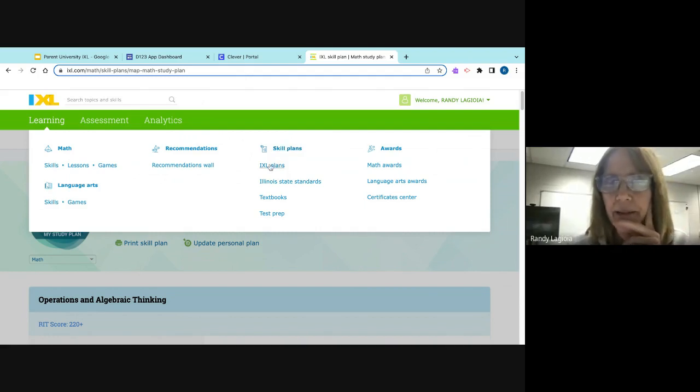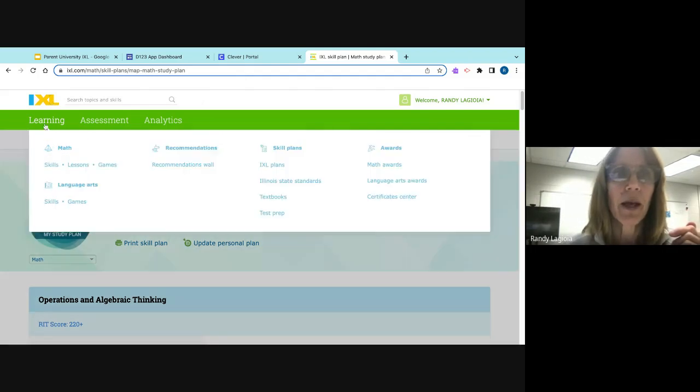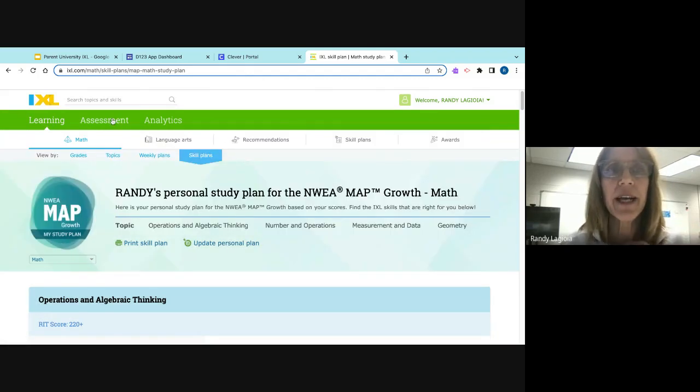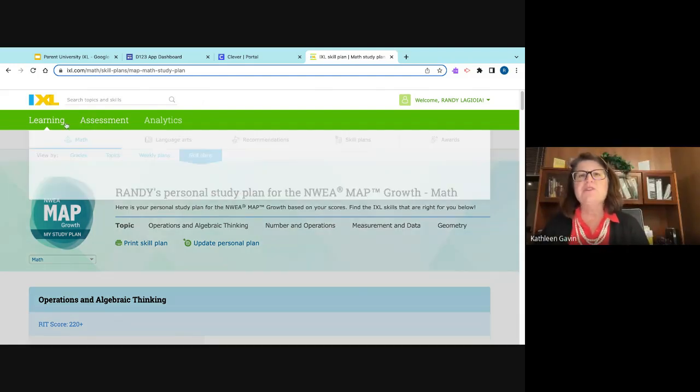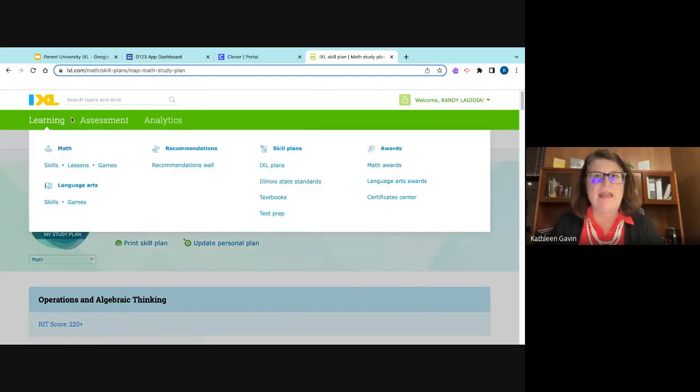Okay, so here, that's where the skill plans were. We went through the MAP plans. The next area we wanted to talk about is the assessment, the diagnostic. Right, so we mentioned this diagnostic capability, and not all of our teachers have chosen to administer the diagnostic assessment. It's not required, but that might be something that you would want to do at home with your children.